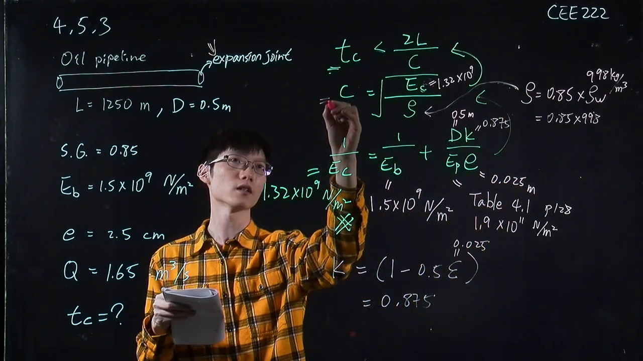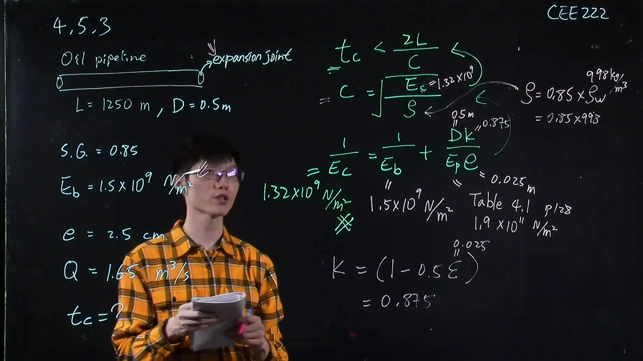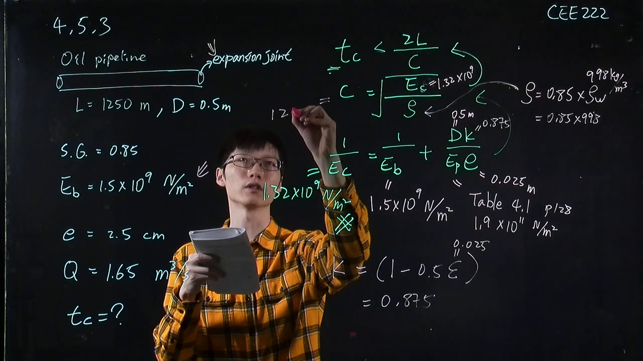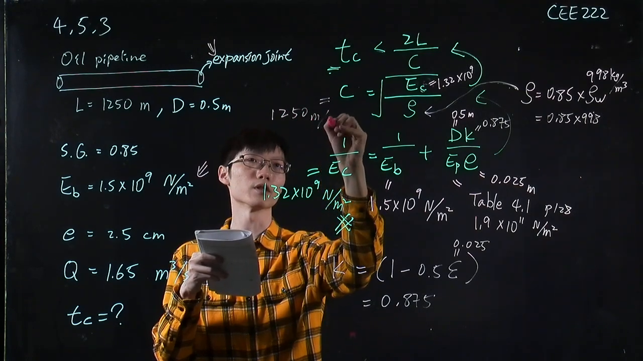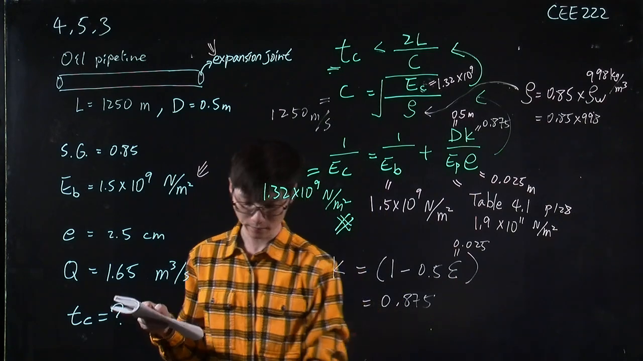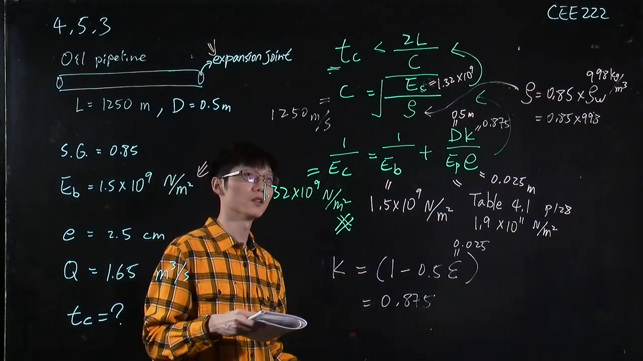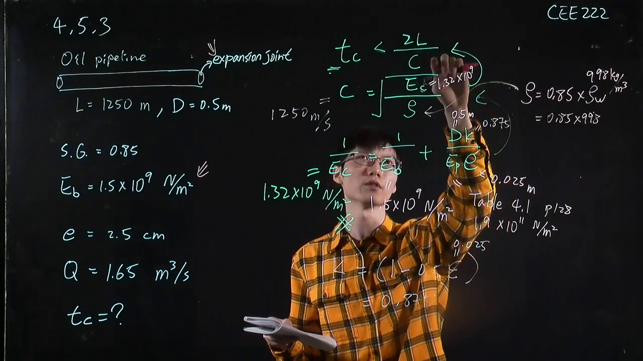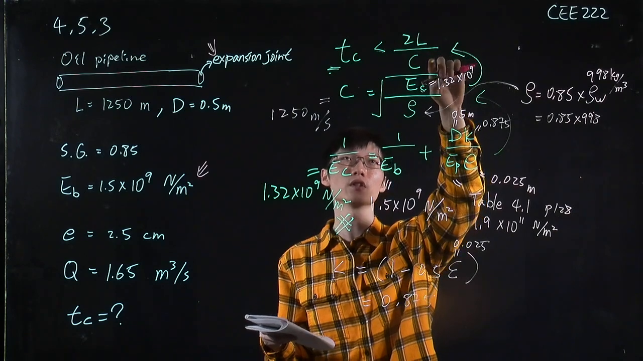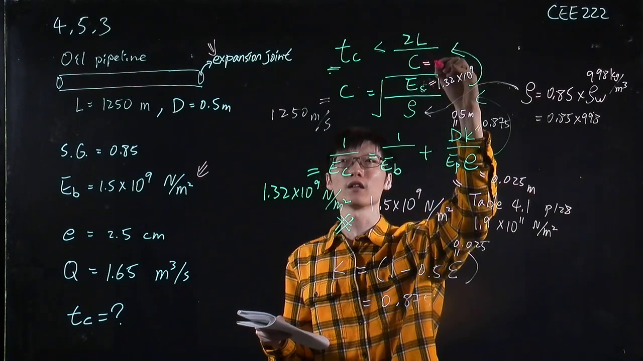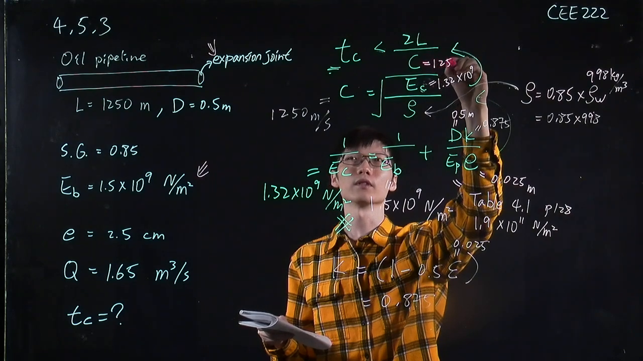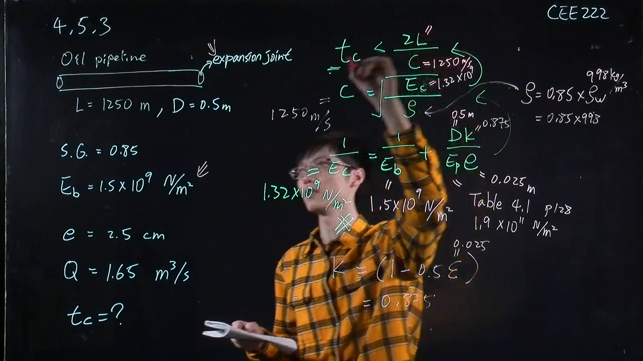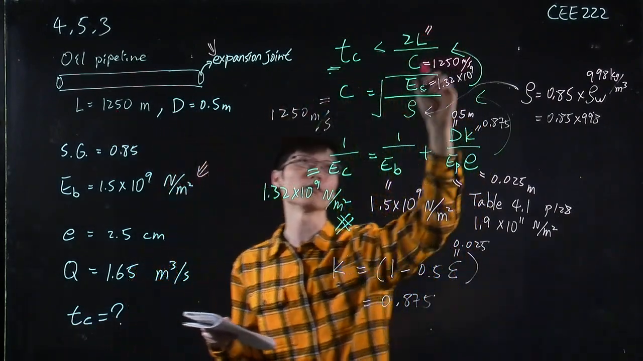So you plug this into this equation, then we can get that the speed of the pressure wave is equal to 1,250 meter per second. Okay, now we can move further up to this final equation I'm going to use. The C now is equal to 1,250 meter per second, and L is equal to 1,250, right?